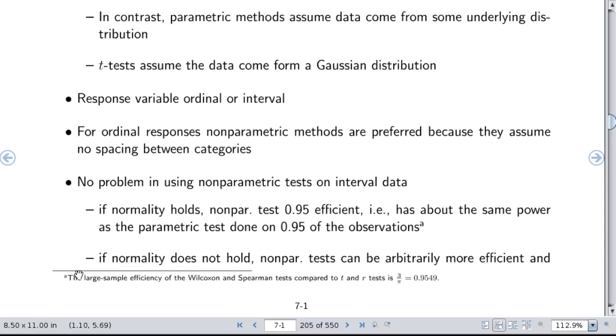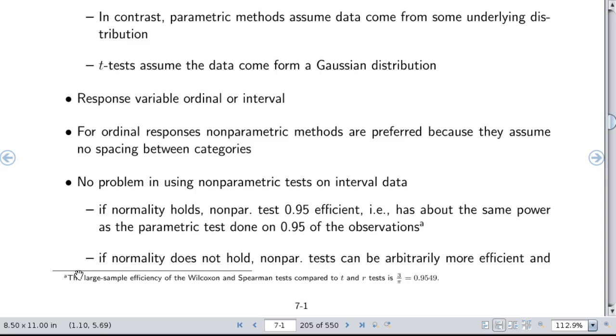What is a parametric test? A parametric method assumes that the data come from some underlying distribution. So the t-tests assume that the data come from a Gaussian or normal distribution. Now for nonparametric tests, the response variable can be interval or ordinal. If it's ordinal but not interval scaled, then you really want to use an ordinal type of method, such as one based on ranks, such as nonparametric methods. For ordinal responses, the nonparametric methods are applicable because they don't assume there's any certain spacing or constant spacing between the categories.